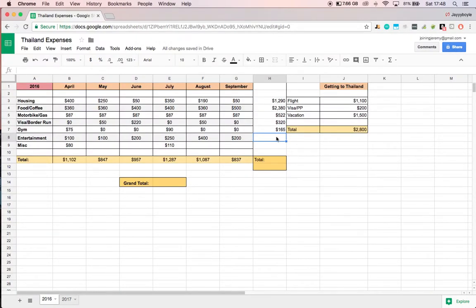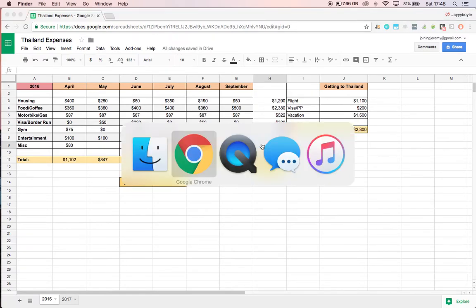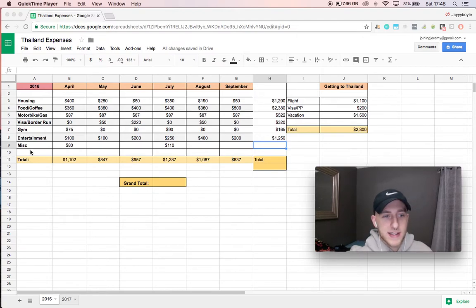So the total cost for this is $1,250. And the next category I have here is miscellaneous. This is basically just things that I had to buy when I went to Thailand that I necessarily didn't buy in the United States. Things that I couldn't buy and some things that I forgot. So in April, I spent about $80, which was just getting things like towels or sunscreen or a hamper or anything like that. Anything I had forgotten in the United States or couldn't buy, I added it into that miscellaneous category.